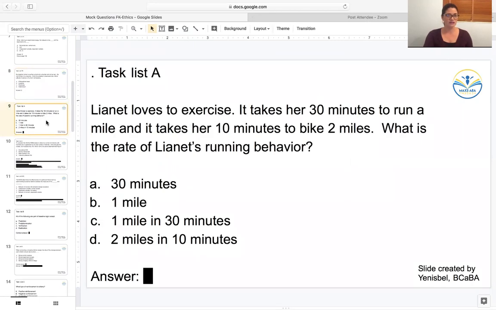That's FK still. This one's A. Who wants to read it? I can read it. Go ahead. I don't know how to say the first word, but Lynette loves to exercise. It takes her 30 minutes to run a mile, and it takes her 10 minutes to bike 2 miles. What is the rate of Lynette's running behavior? A, 30 minutes. B, 1 mile. C, 1 mile in 30 minutes. D, 2 miles in 10 minutes. Good. Thank you.